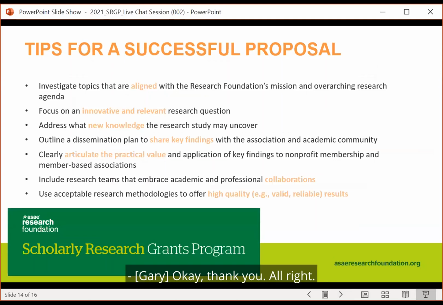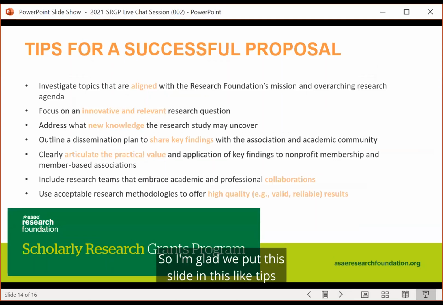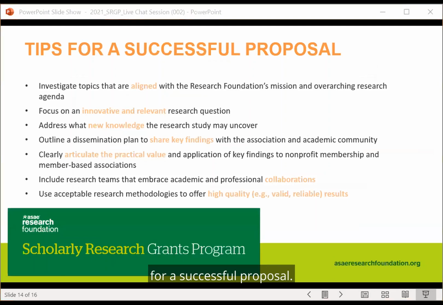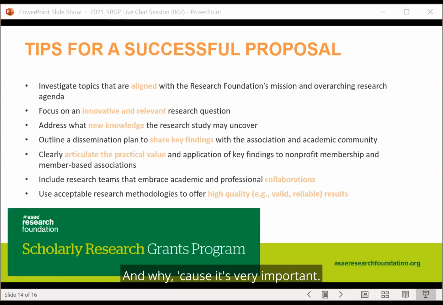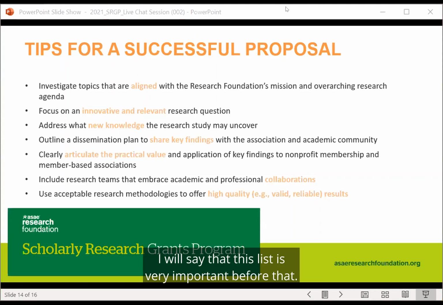Okay, thank you. I'm glad we put this slide in: tips for a successful proposal. This is a list of how to make sure your proposal is actually given some consideration and is not thrown out automatically. It's just very important, and I would say this list is very important for that.